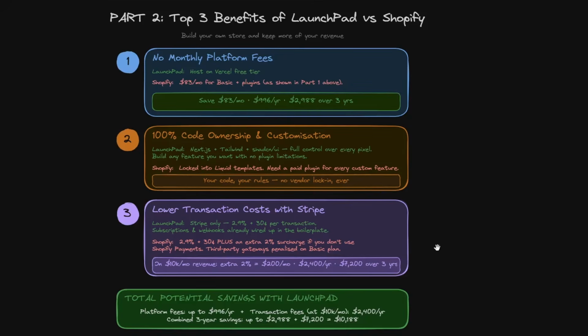And I say potential here because the fees are the same whether you go direct with Stripe or with Shopify, except that if you use a payment provider other than Shopify Payments, you will be hit with a 2% surcharge, and that can really add up. For example, on a $10K a month revenue store over 3 years, that's around $7,200.